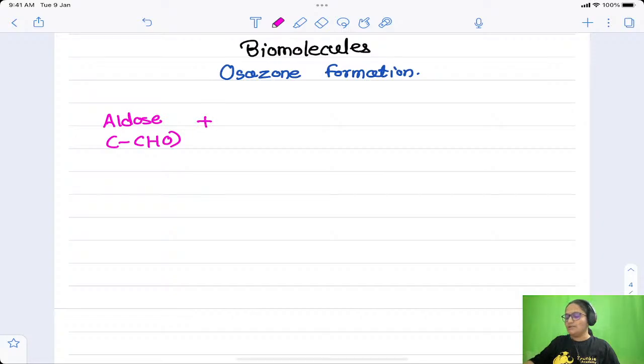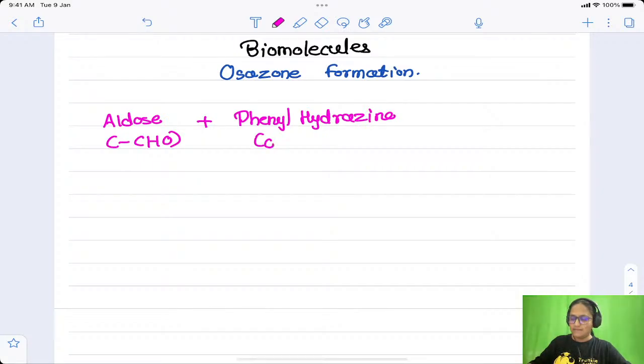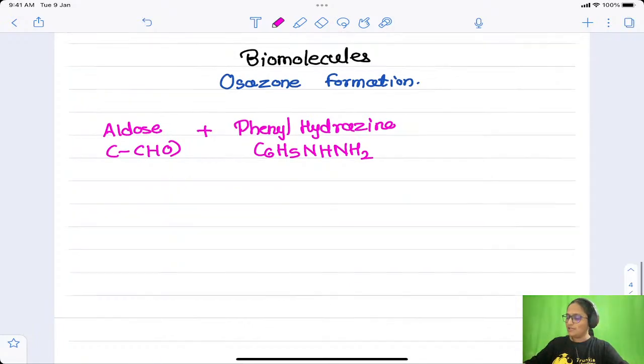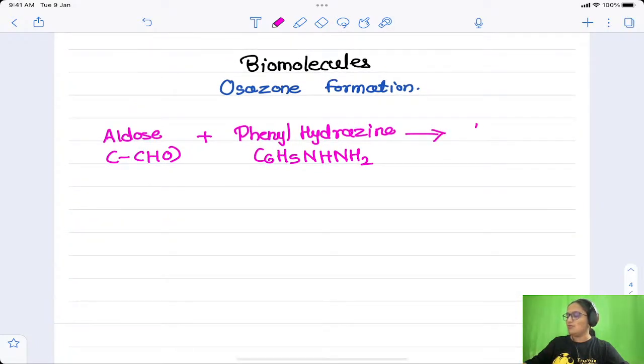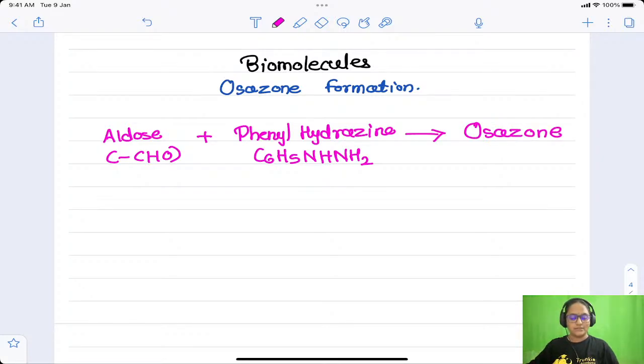When these aldose sugars react with phenylhydrazine, which is C6H5NH2, we get the osazone. I am going to explain the mechanism as well as the reaction in detail. Right now I am only writing it down. So this reaction we are going to discuss in today's class.